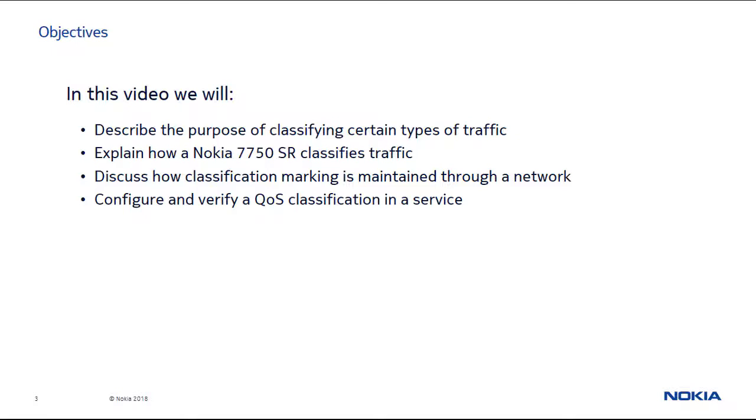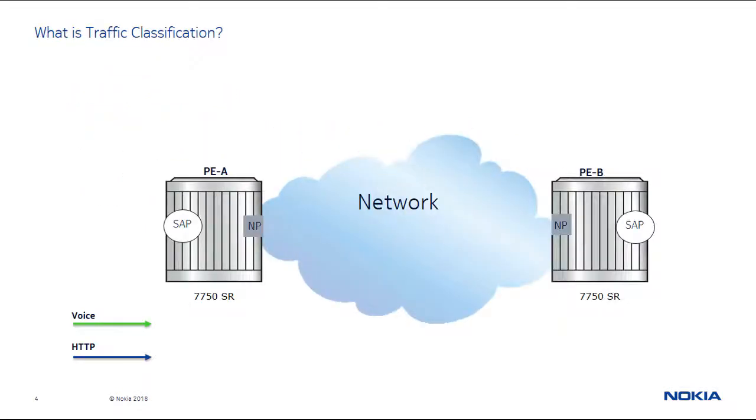In this video, we will first describe the purpose of classifying traffic for quality of service. Then we will explain how the Nokia 7750 Service Router classifies traffic. We will then move on to discuss how classification of traffic is maintained through the network. Last, we will configure a QoS classification and show how it is implemented with different types of traffic in an ePipe service.